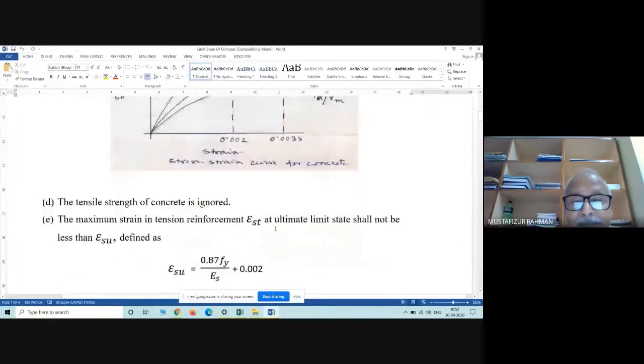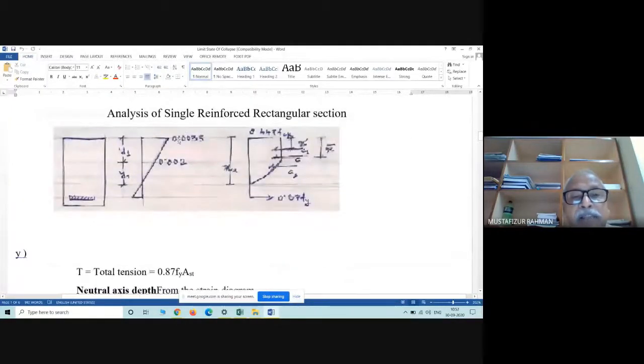Now see here, strain at the extreme compression surface is 0.0035. This is according to assumption, and at some depth the strain is 0.002. That means up to strain 0.002, stress varies in a parabolic format. Up to this point stress varies parabolically, and beyond that strain varies but stress remains constant. So this you have to follow.